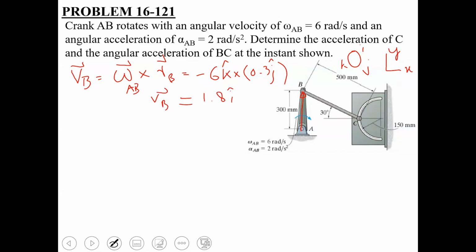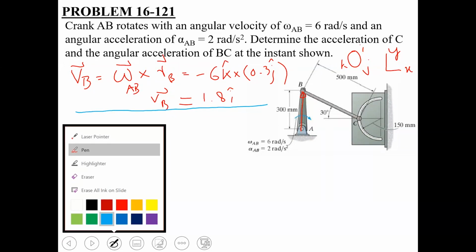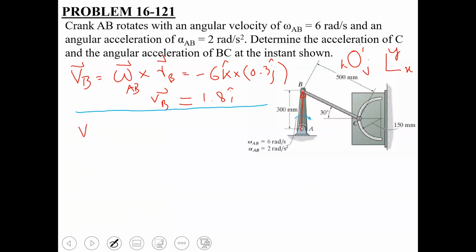Okay, moving on to the next link. Which is the next link to which we are going to move? BC. Yes sir, link BC. It is the connecting rod, which is link BC. So what should be our base point? B. Point B. So we are going to write the relative velocity equation, which is VC equal to VB plus omega cross R. Now omega is going to be omega BC, which is the angular velocity of this link, and R is going to be the relative position of C with respect to B.